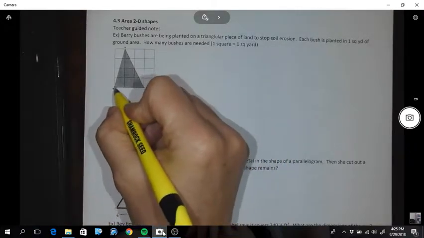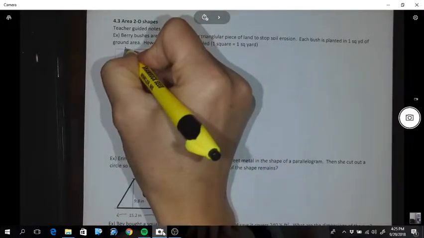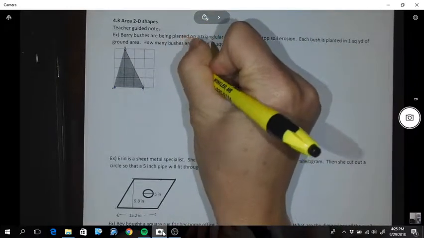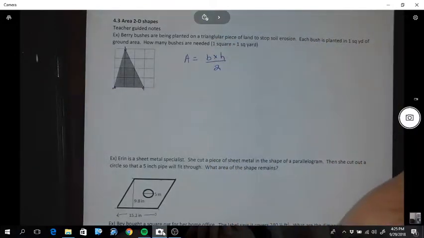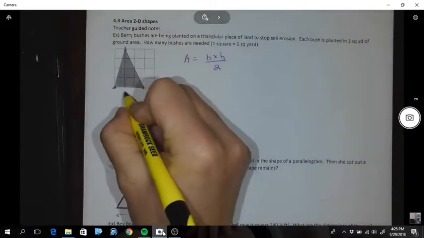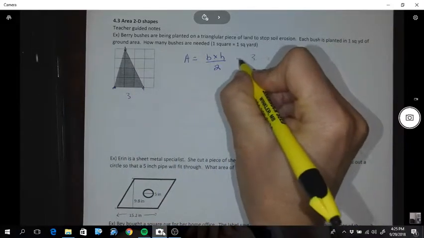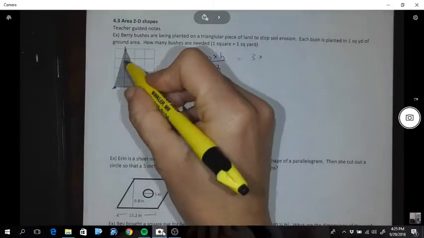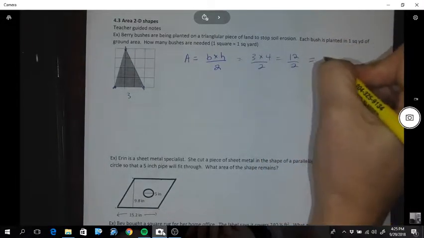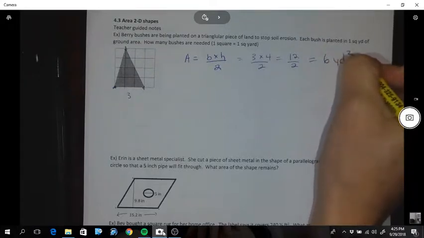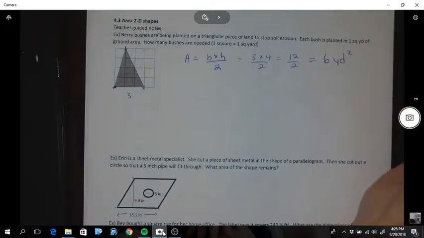So let's do the area of a triangle, which is base times the height divided by 2. So the base here is 3, and the height is 1, 2, 3, 4, divided by 2, which ends up being 6 square yards. Okay, so if that's the area, how many bushes are needed would be 6.